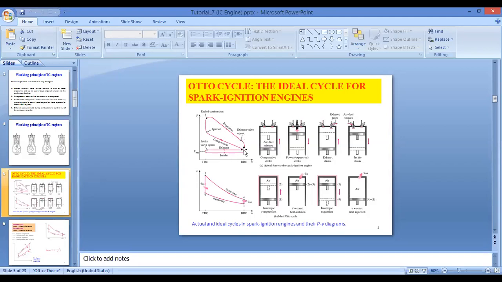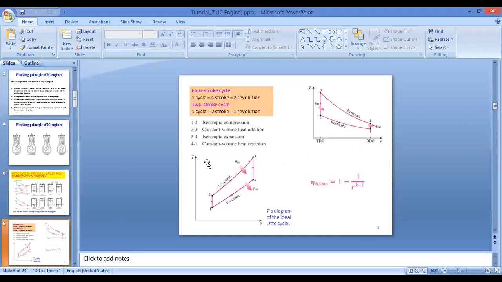Then the last one is the exhaust process. So these are the four processes of the Otto cycle, for the petrol engines. This is the TS diagram for that: process 1 to 2, 2 to 3, 3 to 4, and 4 to 1. So 1 to 2 and 3 to 4 are isentropic compression and isentropic expansion processes, while processes 2 to 3 and 4 to 1 are constant volume processes.